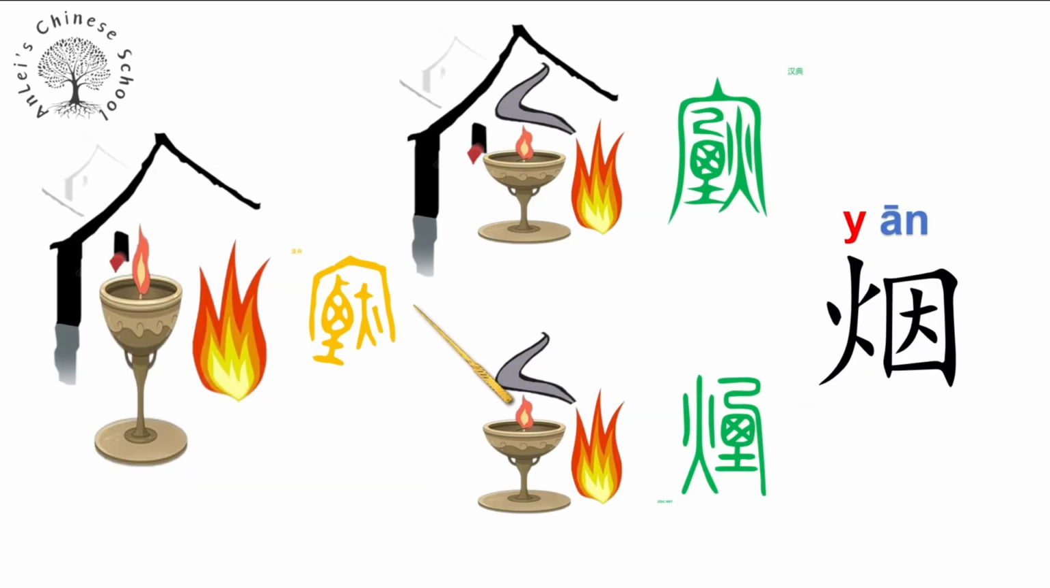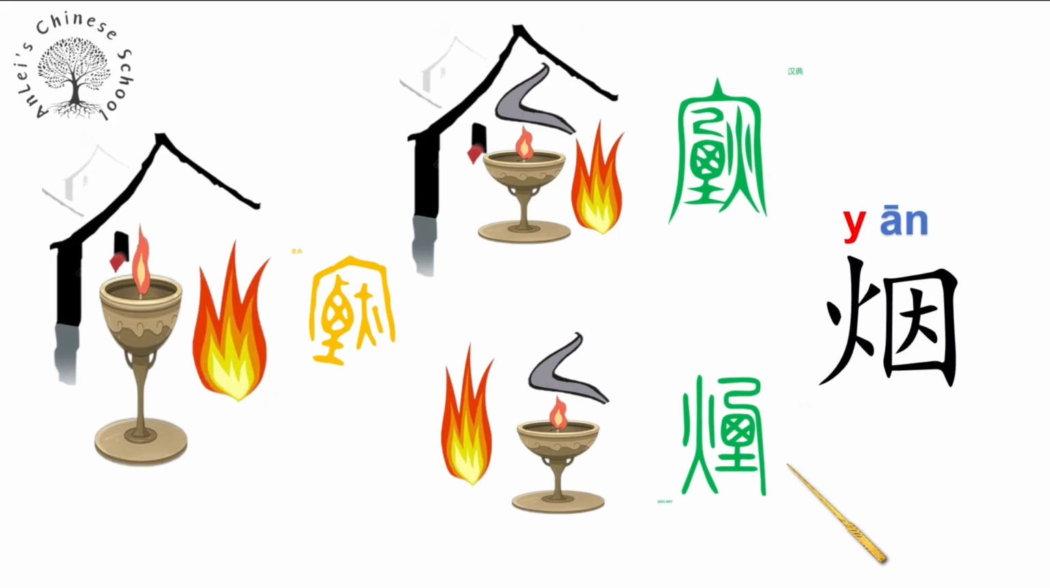Let's take a look at the bronze inscription. On the top is a roof radical, like a roof of a house. Inside the house, on the left side is an oil lamp. On the right is the character Da, big. It's like a flame. In the small script, based on the bronze inscription, on the top of the oil lamp, there's smoke. Another writing of the small script, on the left side is a fire. On the right side is an oil lamp and smoke.